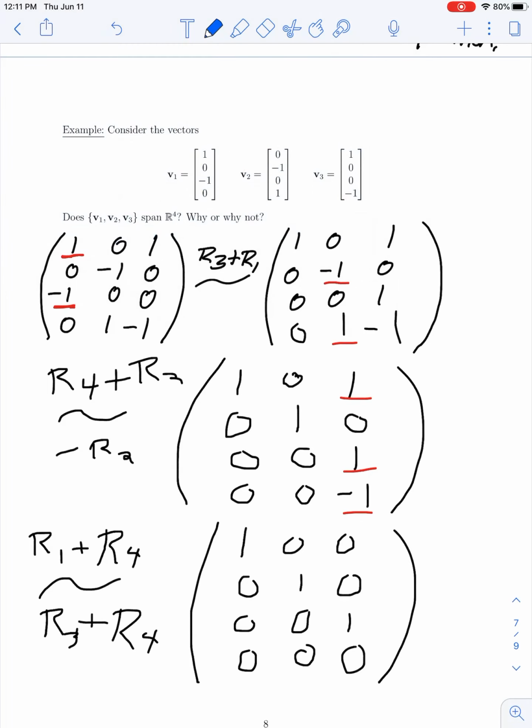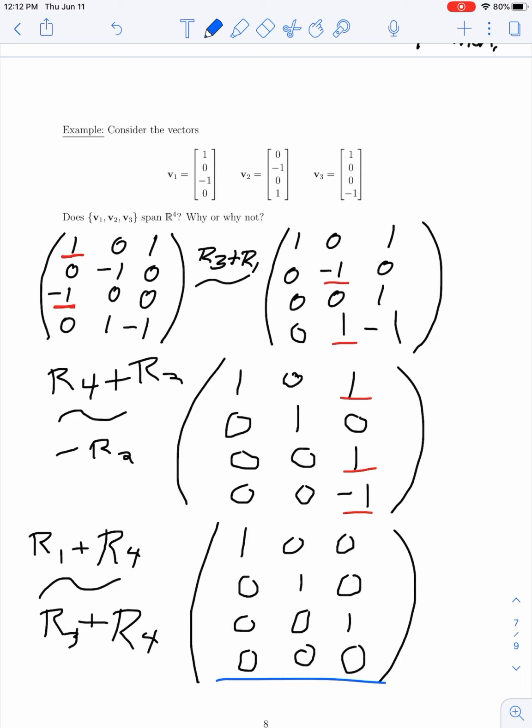So we see again in this example that we have a row of all zeros as our last row. Therefore, it does not have a pivot position. Therefore, these 3 vectors cannot span all of R4. In order for those rows to span R4, this matrix would have to have a pivot position in every row according to our previous theorem.